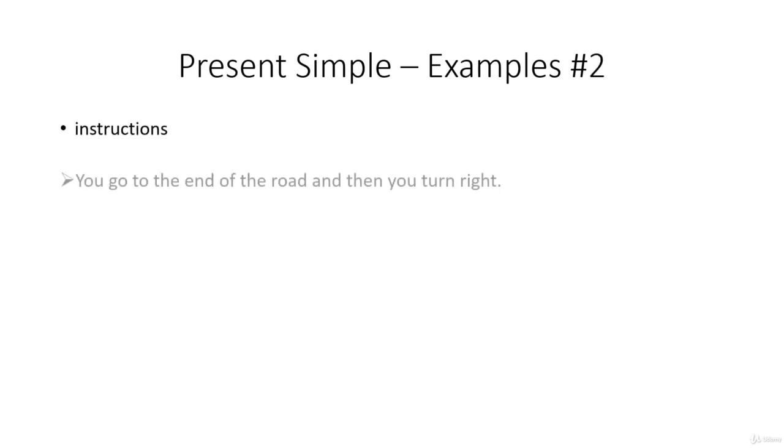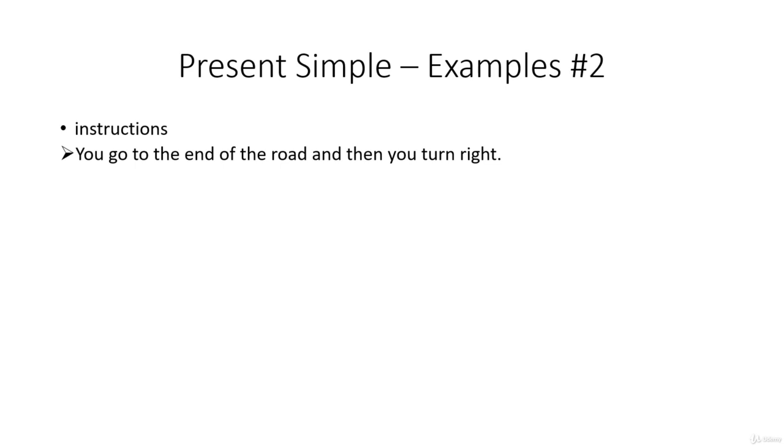For instructions, if somebody's asking the way somewhere, you can say, well, go to the end of the road and then you turn right. So this comes up twice, the present simple. You go and then you turn.